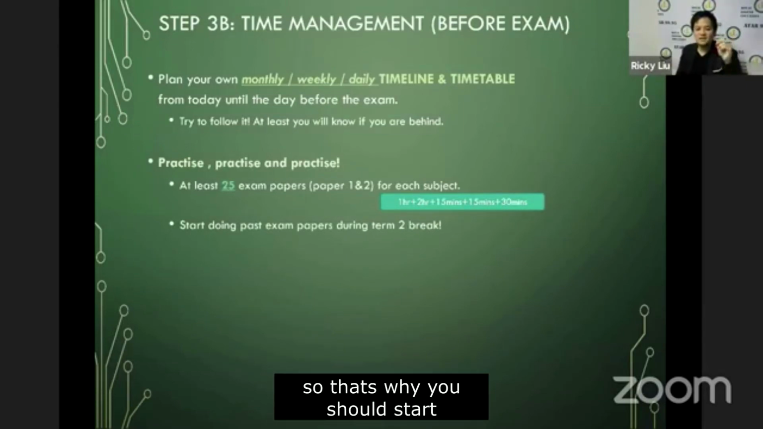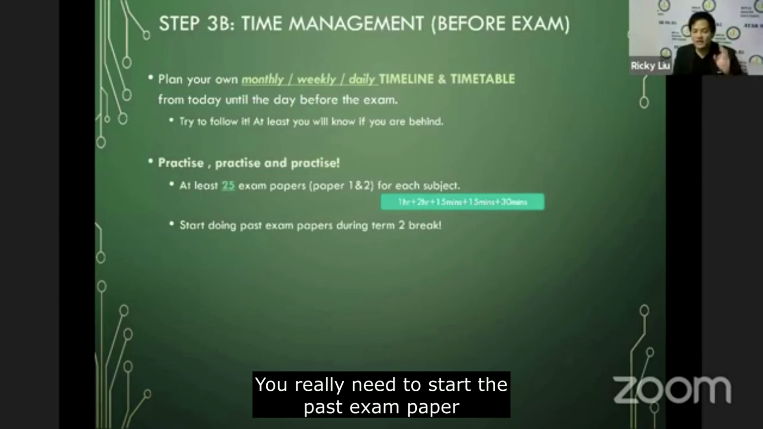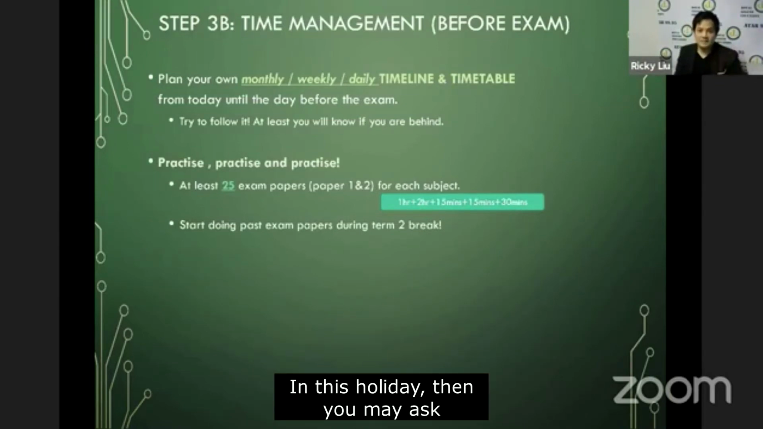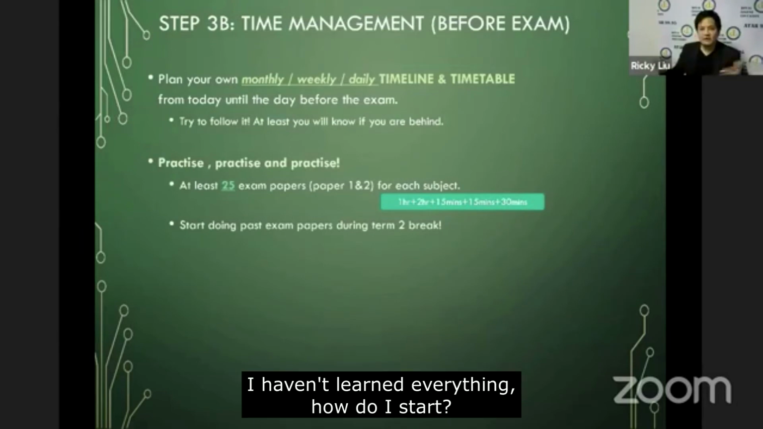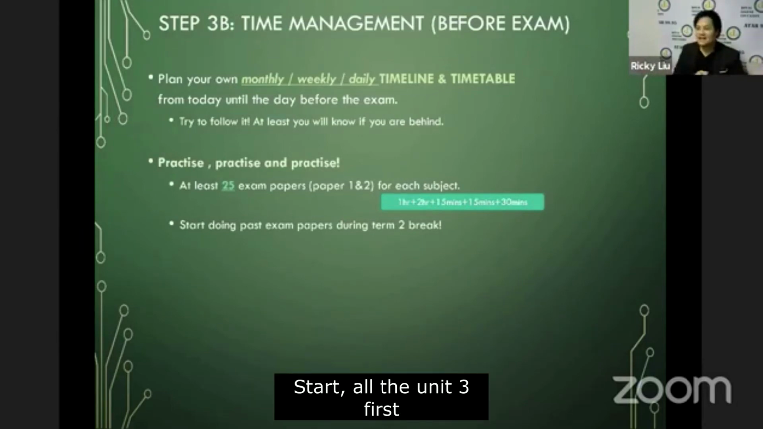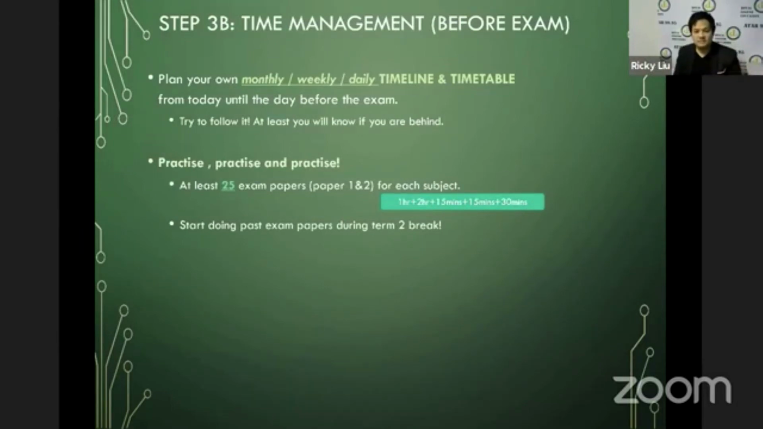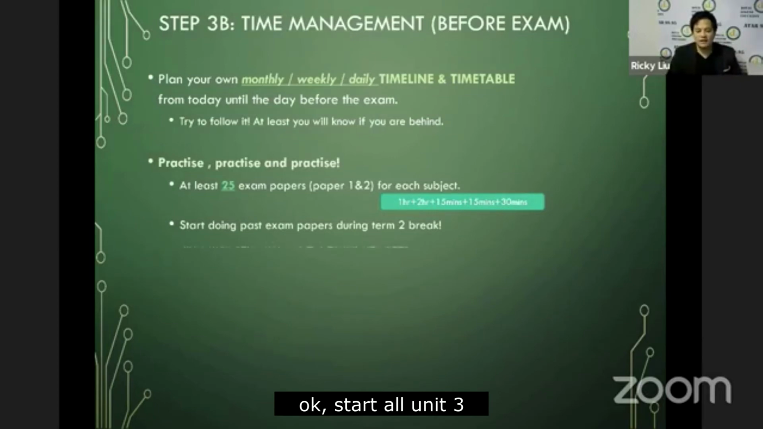Okay? So that's why you should start. You really need to start the past exam papers in this holiday. Then you may ask, I don't even learn everything. So how do I start? Start all the Unit 3 first. Okay? Start all Unit 3.